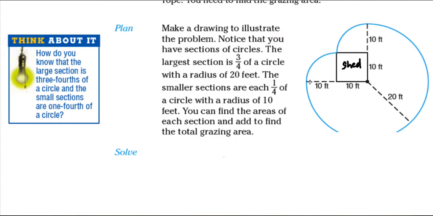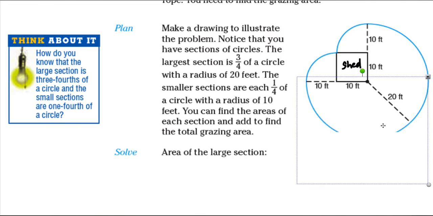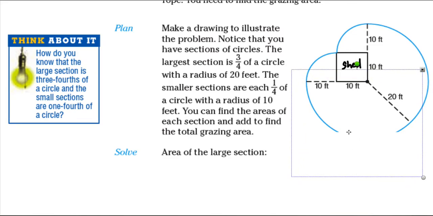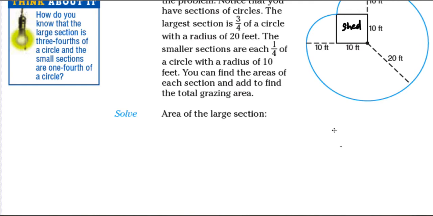So our plan is to find the area of three-quarters of this big circle and the area of these two one-quarter circles, and add them up to find the area of our grazing area. Let me take this out. There's something there underneath. Let's see if we can take that out. There you go, now we can see it. So the area of the large section will be three-quarters of a circle.